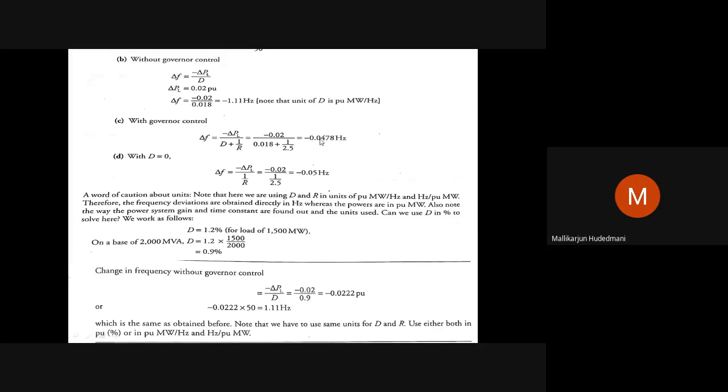So when the governor was there, frequency sensitive loads are not affecting that much. Hence, this is how it is visualized as the change in frequency from the base. The deviation noticed is very comparable with each other. Therefore, a word of caution: D and R units must be taken appropriately. Then we can just see a D value of 1.2%, some alternative work on how it can be done.